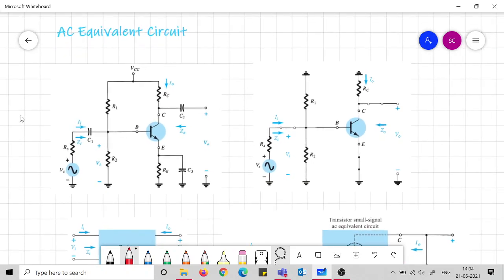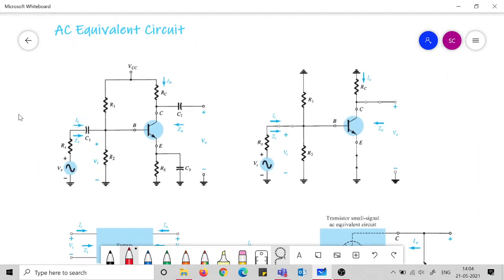So AC analysis we are starting with, and just like the DC analysis, in the DC analysis we had to make a DC equivalent circuit. In the DC equivalent circuit, what did we do? We opened the capacitances. So the capacitances were treated as if they were open circuit, and in the AC equivalent circuit we will do exactly the opposite.